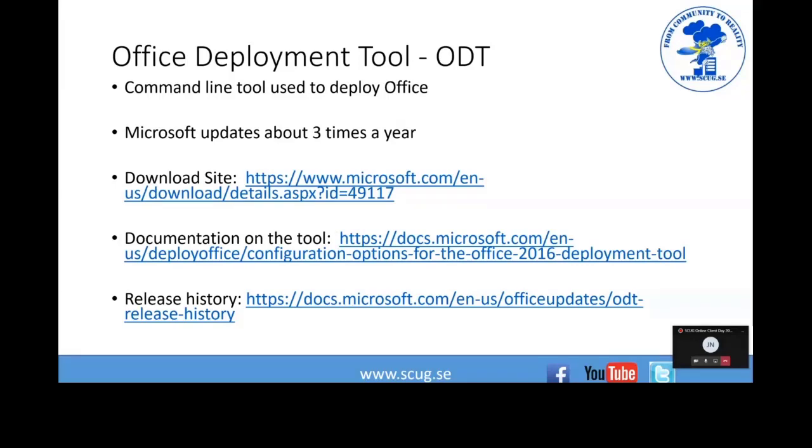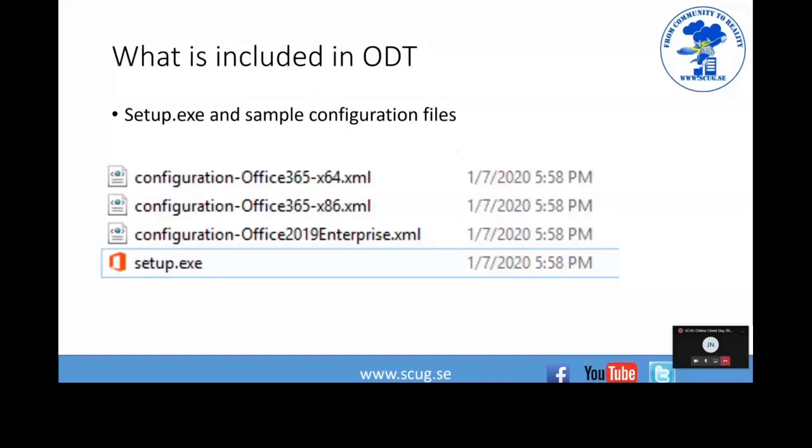Now, it's really important that you check back to the release history, because about three times a year, Microsoft will update the setup, and they add options, they add additional features that you can use in the XML file. They also make fixes, as with everything, to address any issues that were found. So it's included. You get the setup.exe file, which is what you use to do the deployment, and you get sample configuration files.